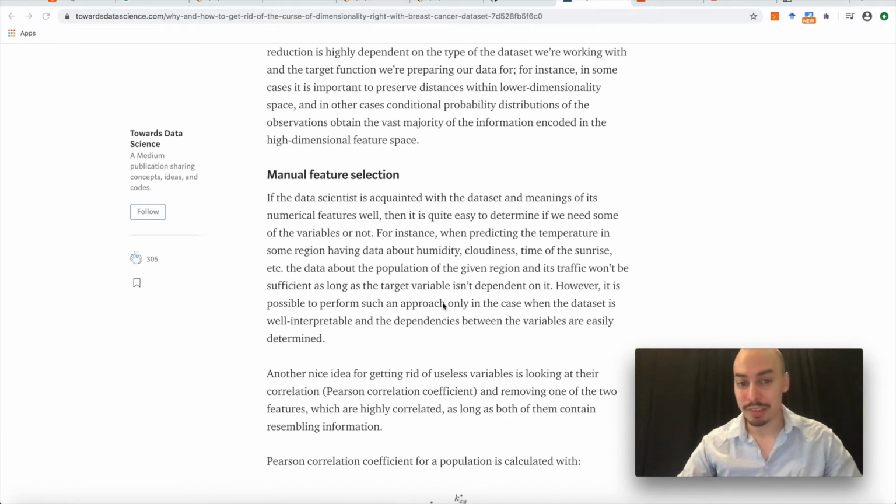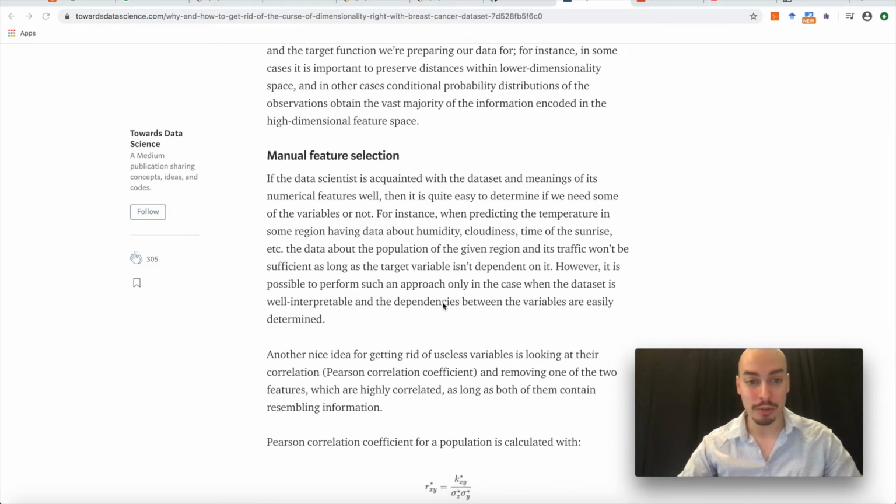First up is really simple: just manually select the features that you want to keep. They already say it in the first sentence, if the data scientist is acquainted with the data set. So if you have some domain knowledge, or if you know exactly what's going on in the data set and which data are necessary and which are not, then we can just select the variables that we want to keep, and other variables might just be removed from the data set.